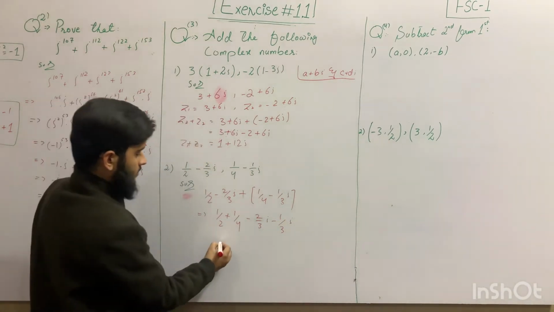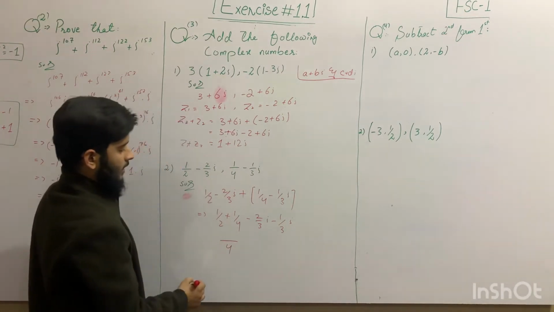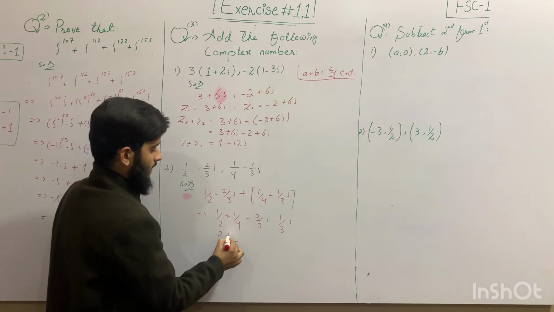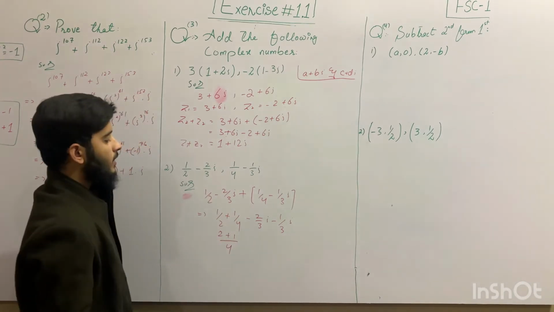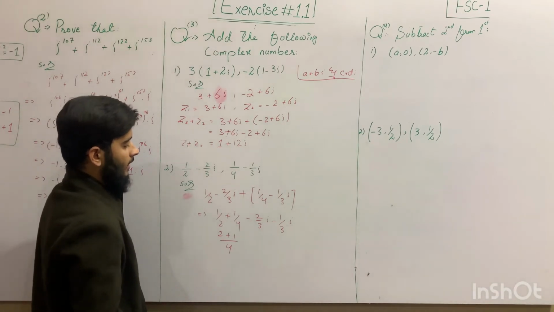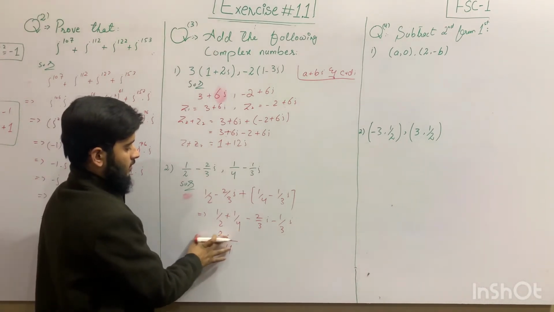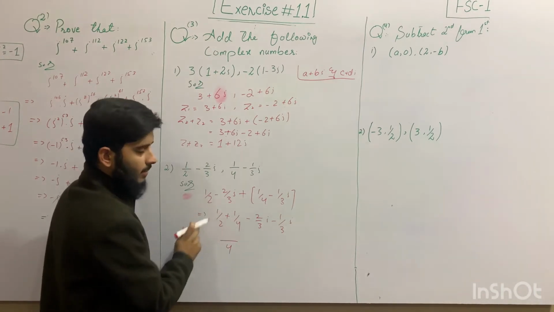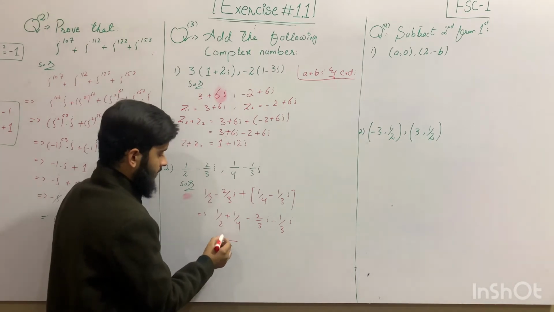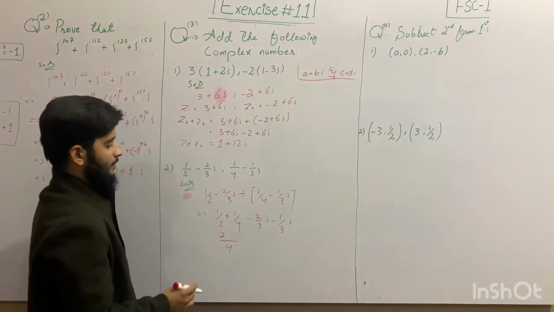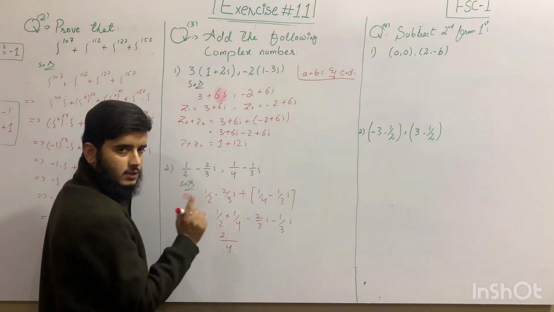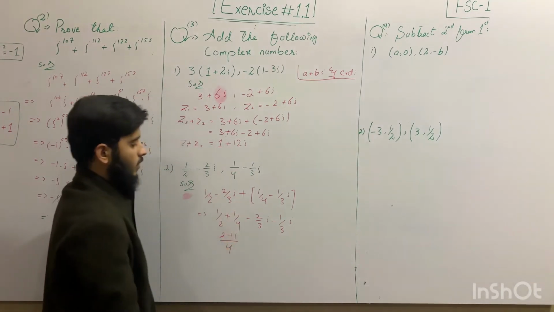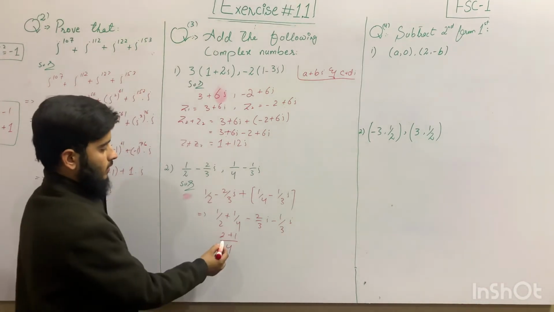Take the LCM of these two terms. So this is 4, and in cross multiplication it will give me 2 plus 1. Always try to multiply like this. Divide 4 by 2, we have 2, which we multiply with 1, we get 2. And here 4 divided by 4 gives us 1, which is multiplied by 1. So this is equal to 3 over 4.